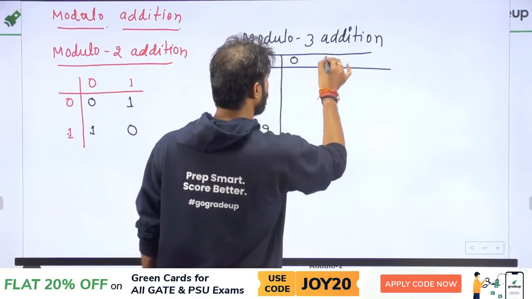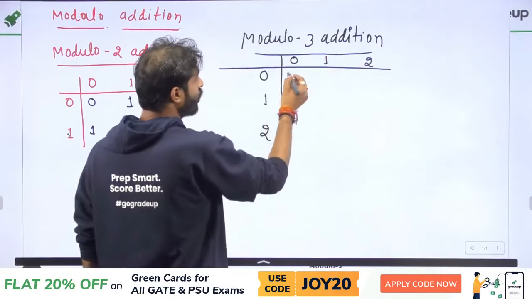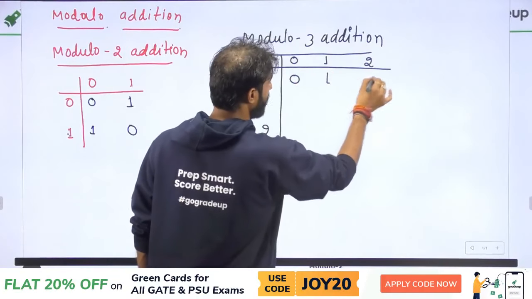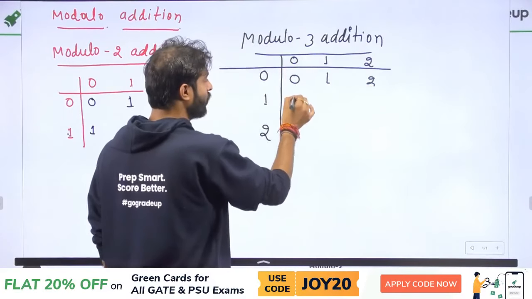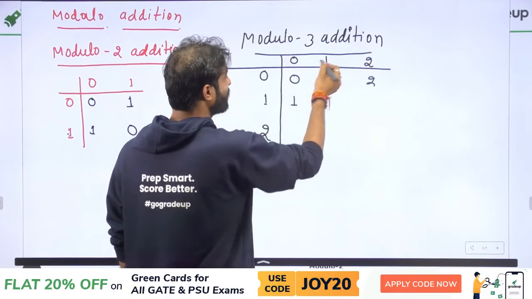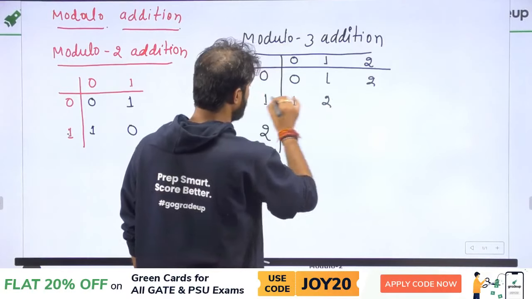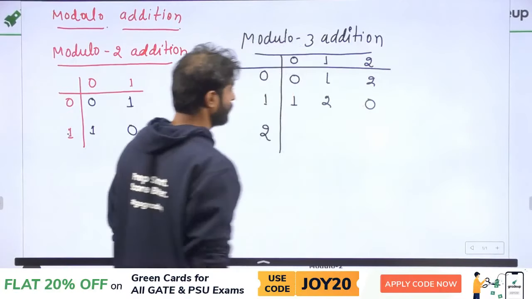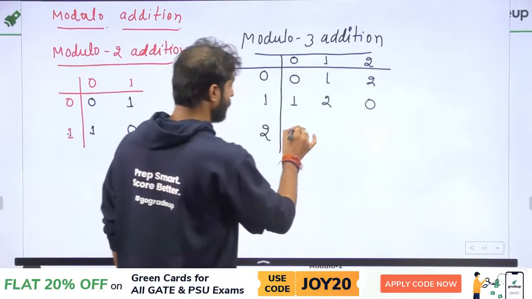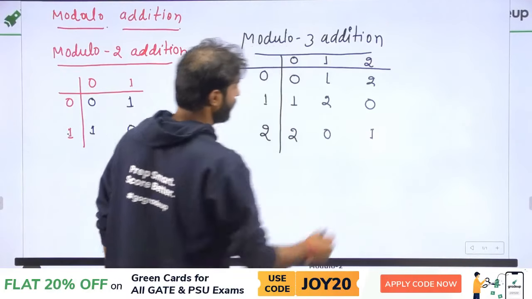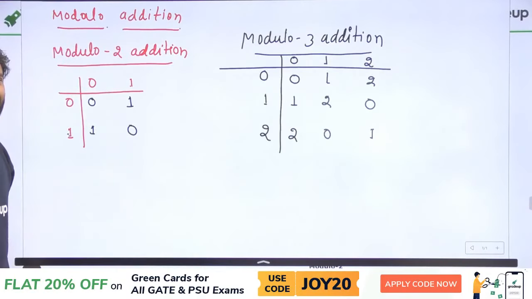And there will be 0, 1 and 2. So 0 modulo 2, 0, 1 and 2. Now 1 modulo with the 0, the answer will be 1. Modulo 1 addition with the modulo 3, the answer will be 2. And 1 modulo with 3, the answer will be 0. So again there will be 2, 0 and 1. It is called modulo 2 addition, modulo 3 addition, right?